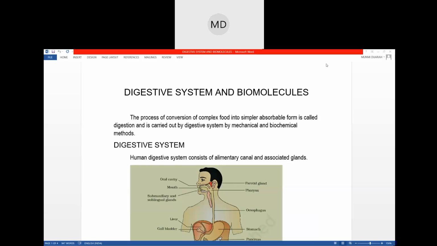Okay, so from your syllabus, only two chapters are left. The first chapter is digestive system and biomolecules, and one more chapter is left, that is locomotion and movements. I guess all the other 7 chapters are done.